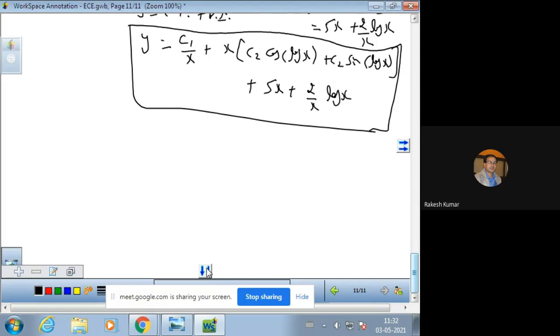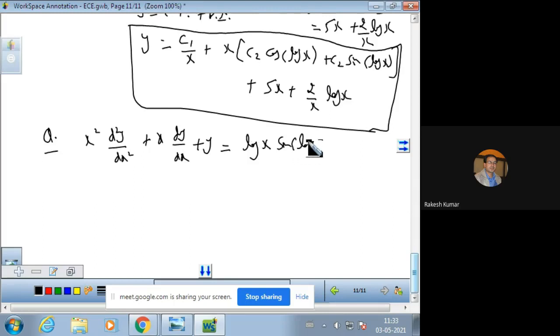So remember, this is the method which we have to apply. Now let us do one more question related to this method. The question is to solve the differential equation x² d²y/dx² plus x dy/dx plus y is equal to log of x into sine of log of x. So you know what we have to do: we have to substitute x equal to e^z, and your z comes out to be log of x.